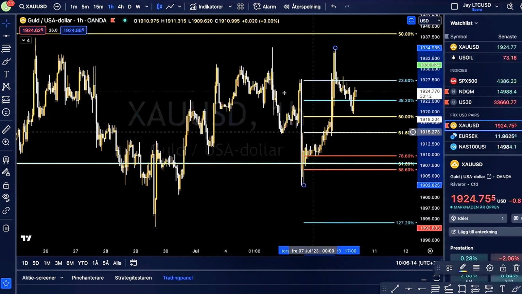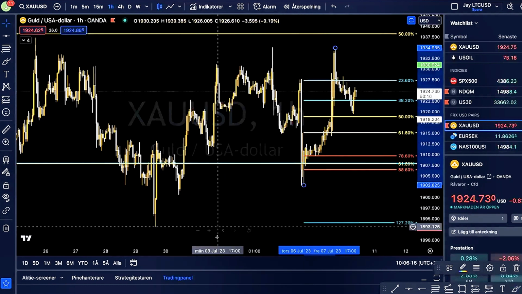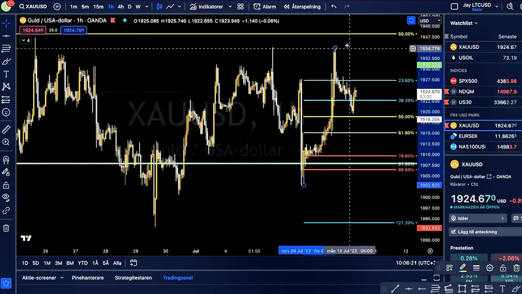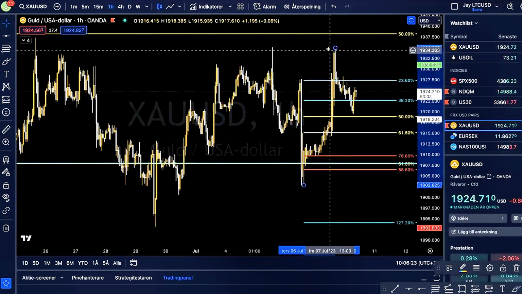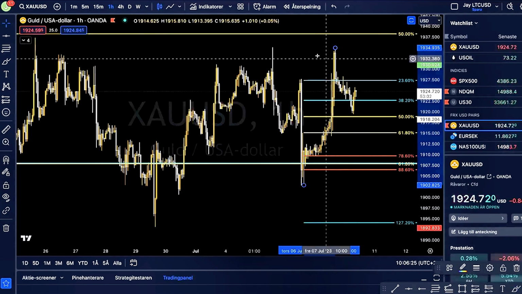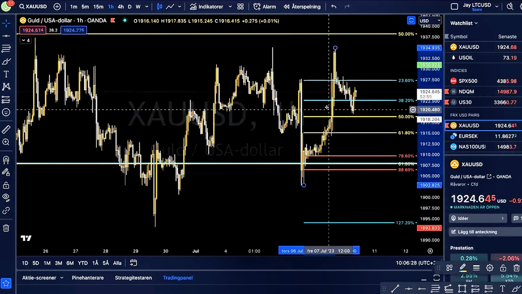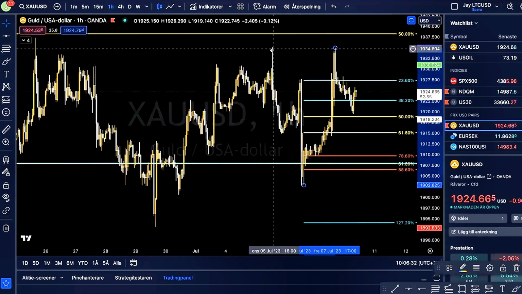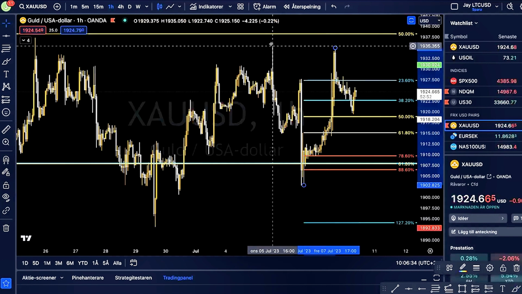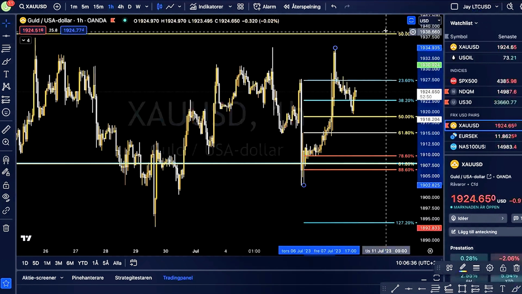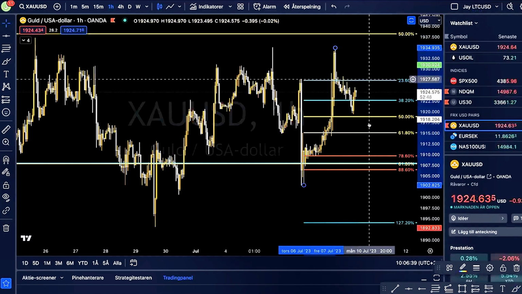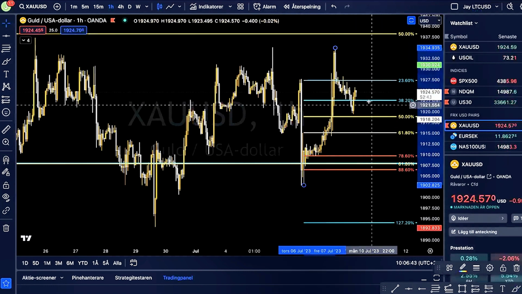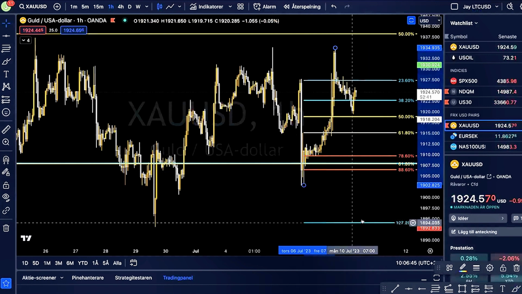So what we have here, last but not least, on gold is equal highs. We just tested the resistance level that we have up here, and we didn't break it. I thought that if we would break this high here, then we would get above this 50% Fibonacci level and then start to see the pump. But it didn't happen. It was rejected.